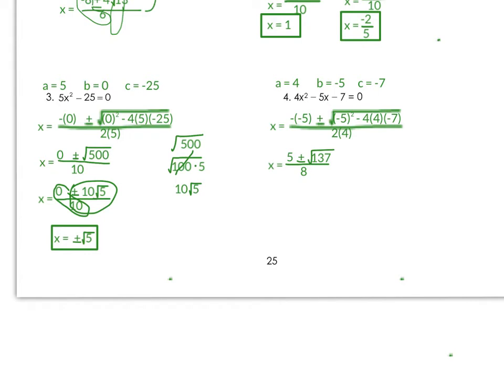Now, normally we would say, okay, well, let's simplify this radical 137. So if I went off to the side and I find 137 on the VIPS list, then I go backwards, I won't find a perfect square that goes in. So that means that this can't be simplified any further.